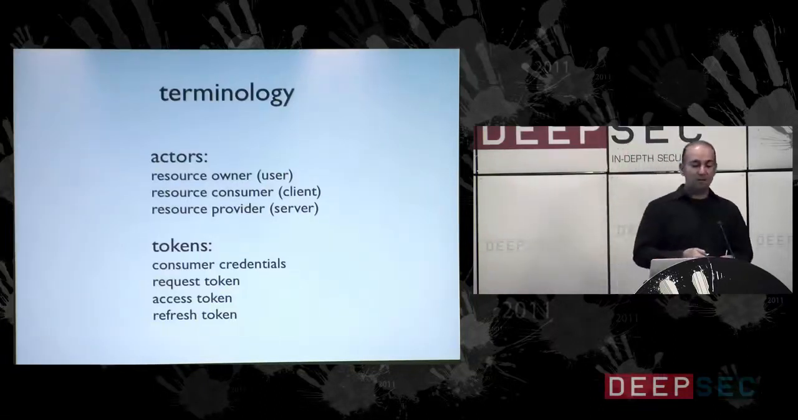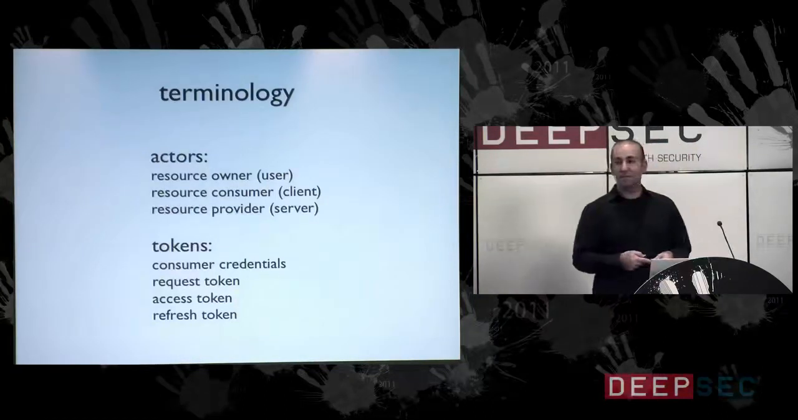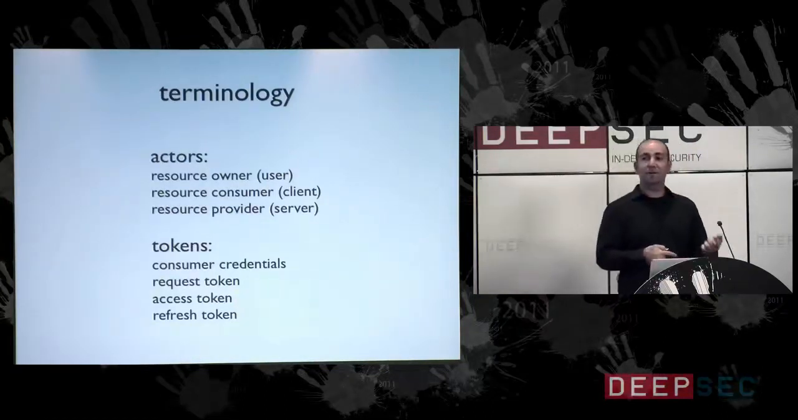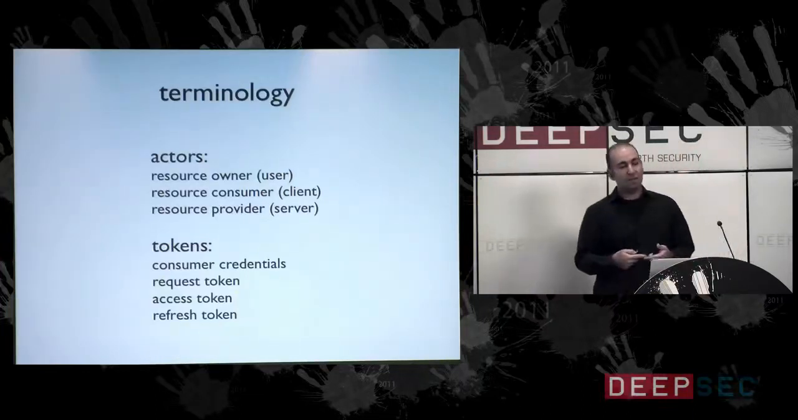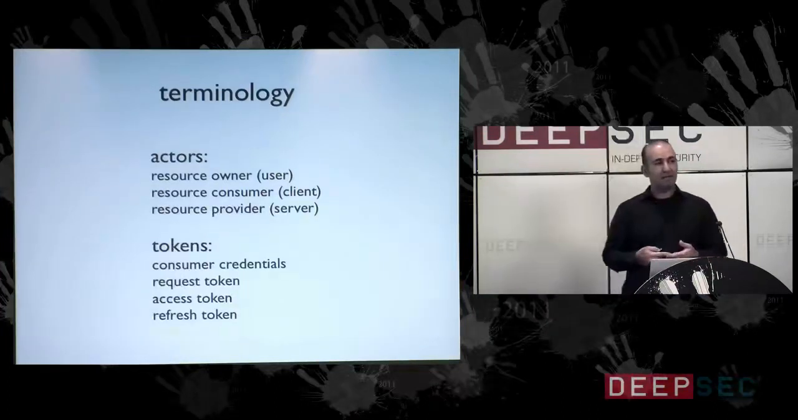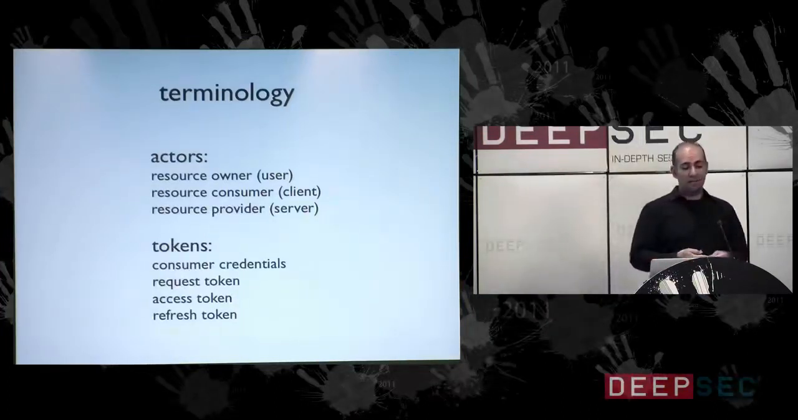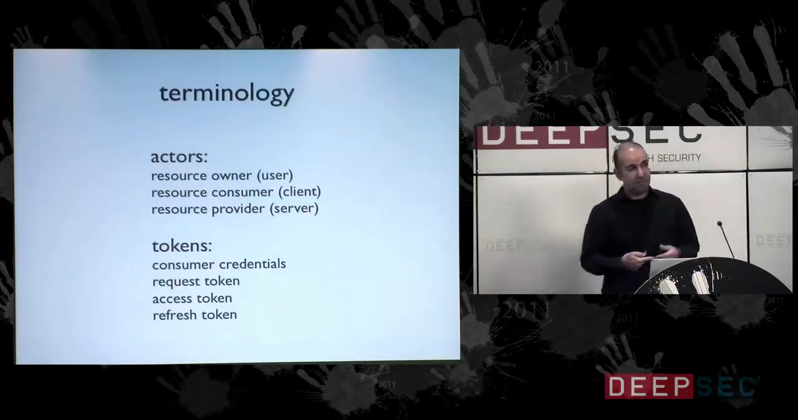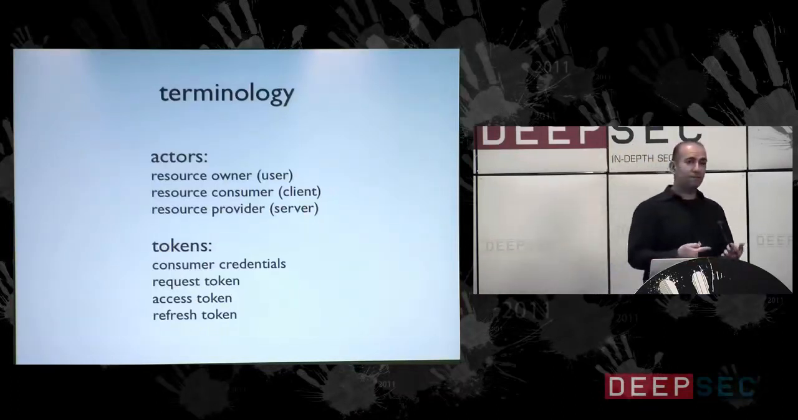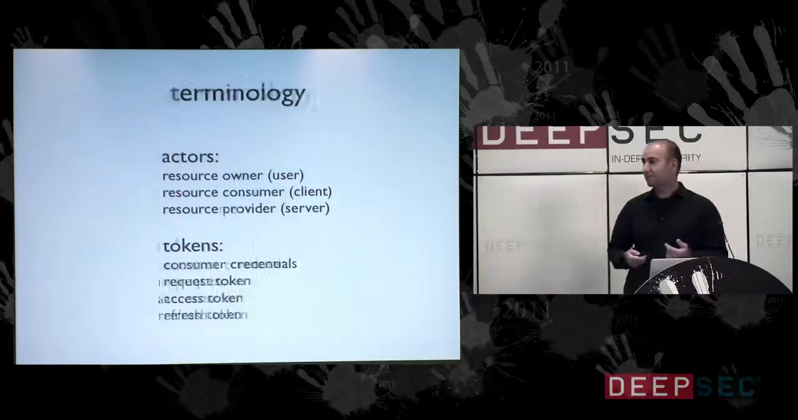And we have tokens all over the place. We have consumer credentials, which are a set of consumer key and secret that are used by the third-party client application to authenticate itself to the server. We have request tokens and access tokens that act like a user ID and password. And we have refresh tokens. So access tokens are short-lived, and refresh tokens are long-lived that are used to refresh the access tokens.